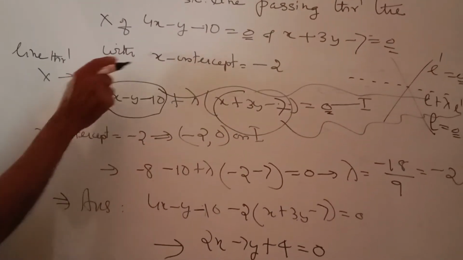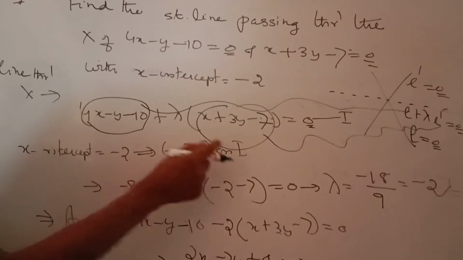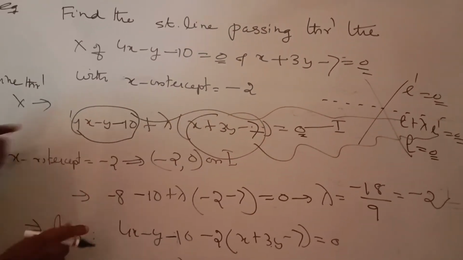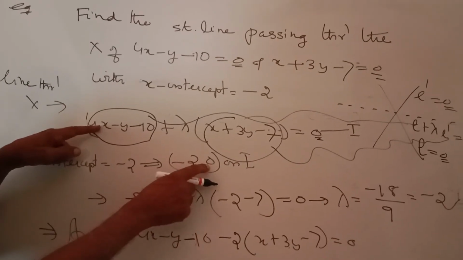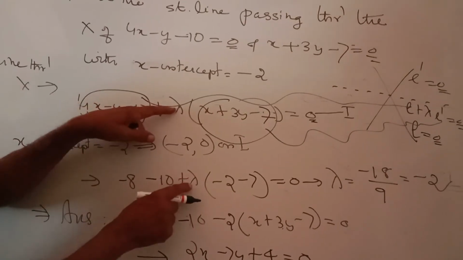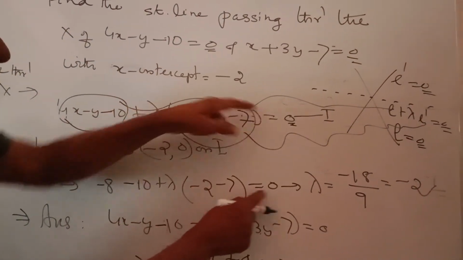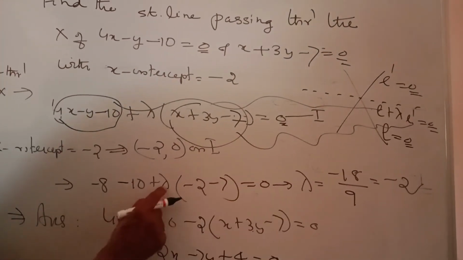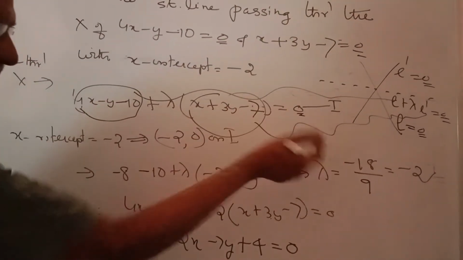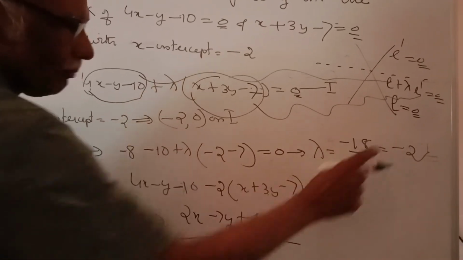Now the x-intercept of the new line is minus 2. So the point is (minus 2, 0). It should lie on this line. We put x equals minus 2, y equals 0. The situation is minus 8 minus 10 plus lambda into (minus 2 minus 7) equals 0. That gives you the value of lambda. This goes to the other side. This division, lambda is minus 18 by 9, or minus 2.